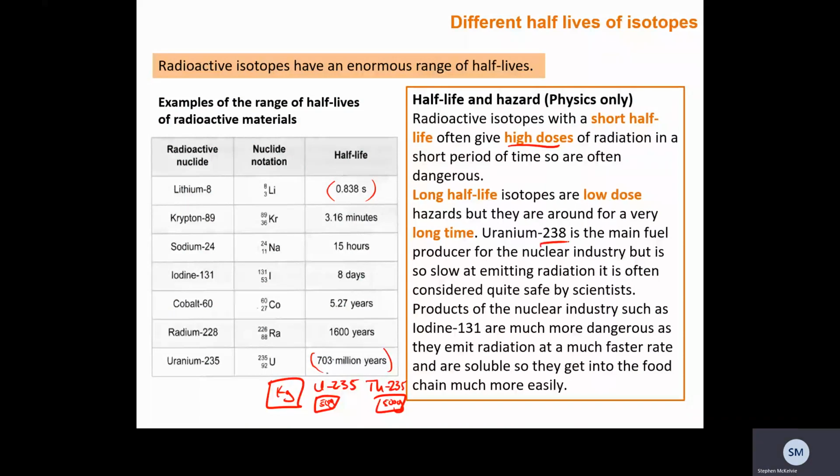Uranium-238 is the main fuel of the nuclear industry. It is very slow at emitting radiation, and it's actually quite safe. We have a chunk of uranium rock in our safe, and it's pretty much okay to hold it in your hands.